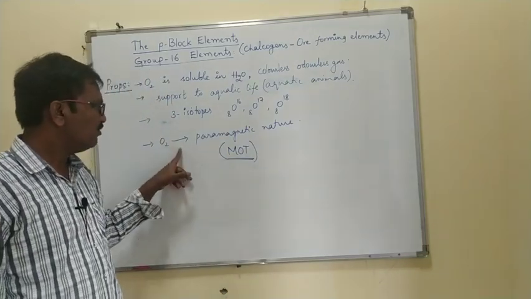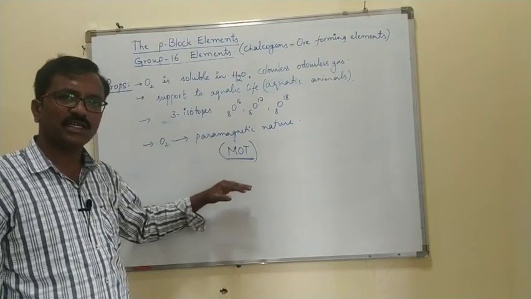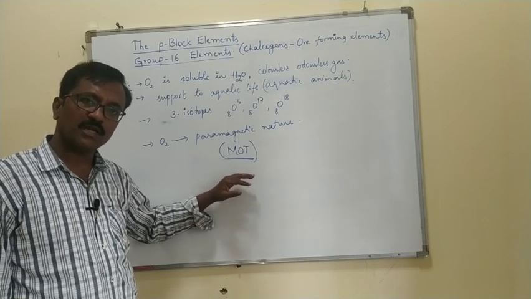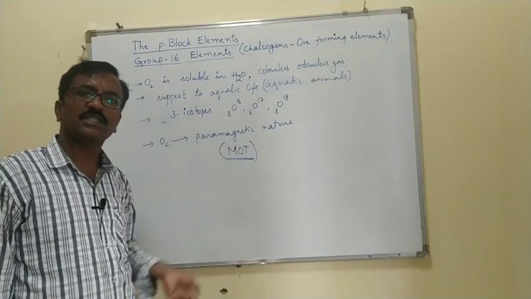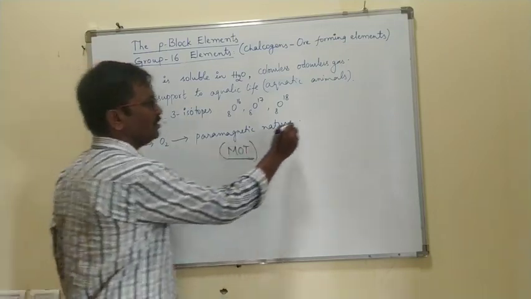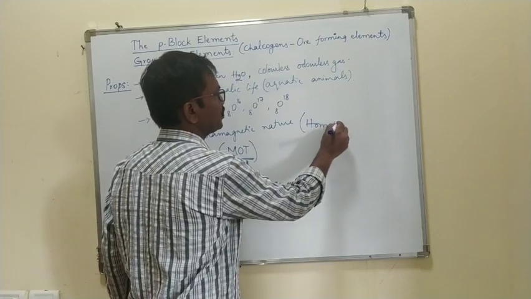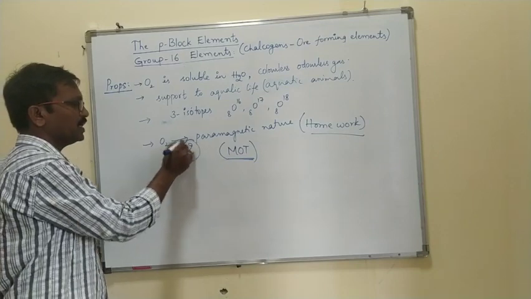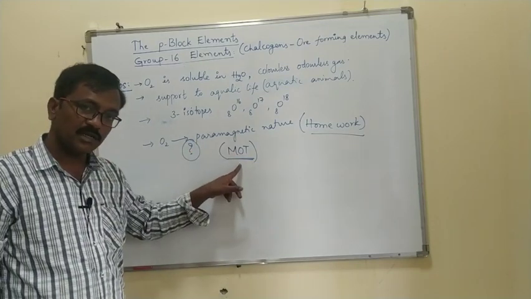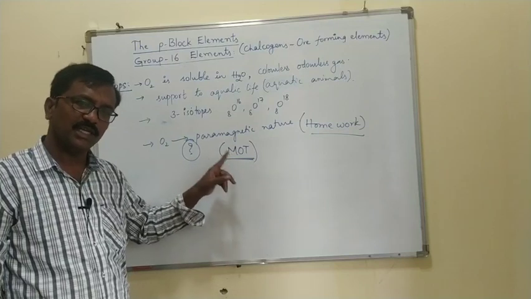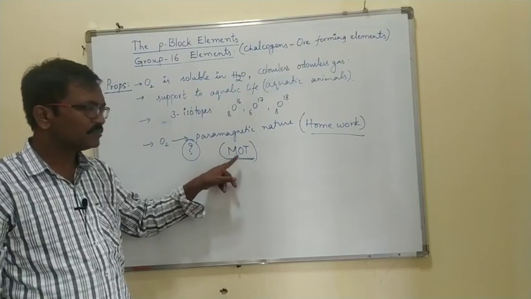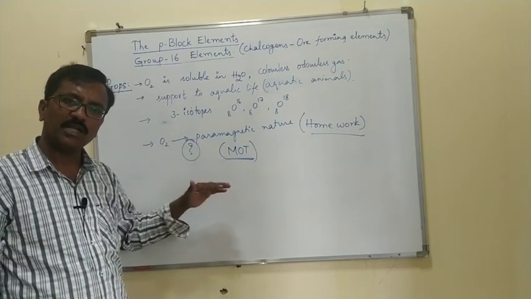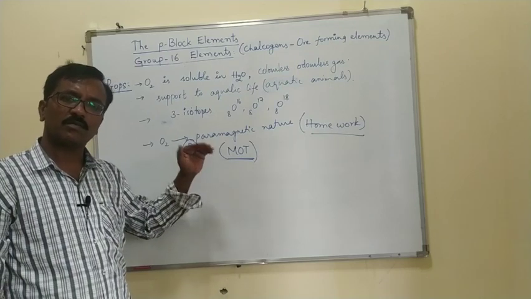The homework is why oxygen is paramagnetic. You have to draw the BMO, ABMO, sigma star, pi star orbitals. From that, see how oxygen is paramagnetic. So why is oxygen paramagnetic, based on MOT? You have studied this in P1 chemistry. BMO is bonding molecular orbitals, ABMO is anti-bonding molecular orbitals, sigma star, pi star.